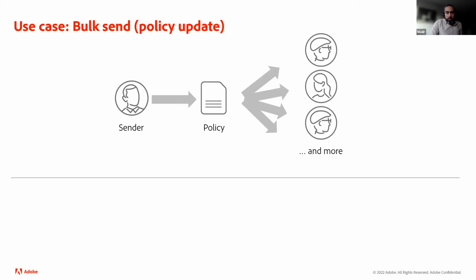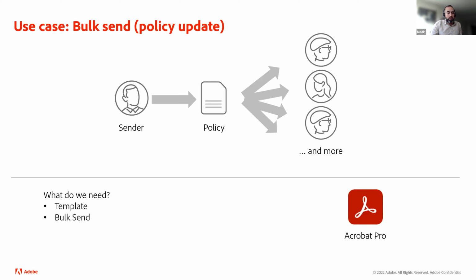In this next scenario, we have a customer who wants to be able to send documents with policy changes to a group with fewer than 50 recipients for signing. They need to use templates and they need to use the bulk send function. In this scenario, the bulk function, as you saw, is available in Acrobat Pro. So Acrobat Pro will probably be sufficient.